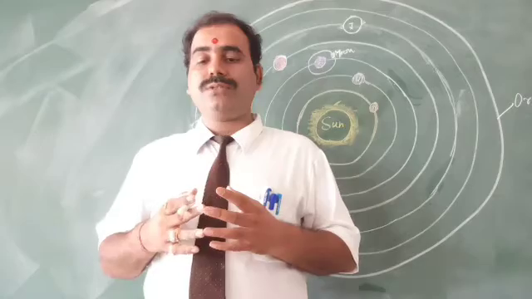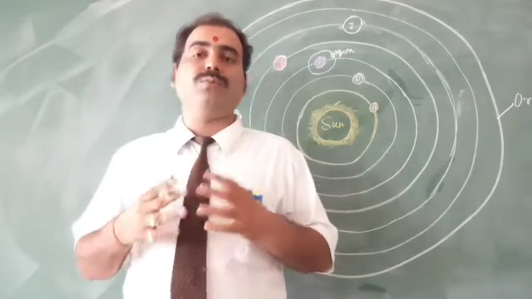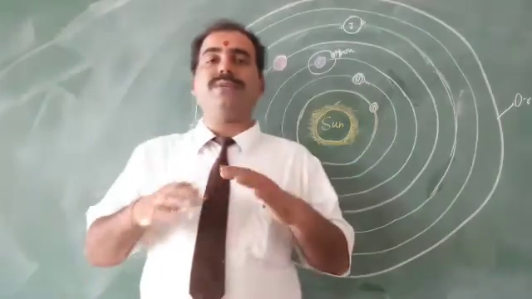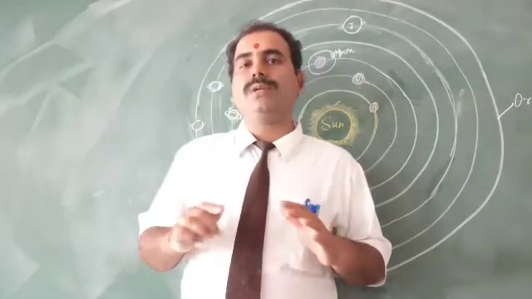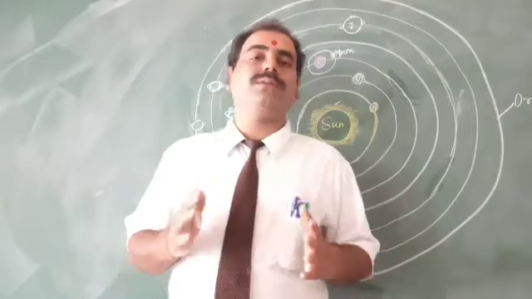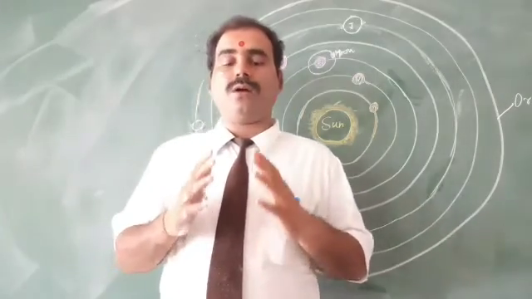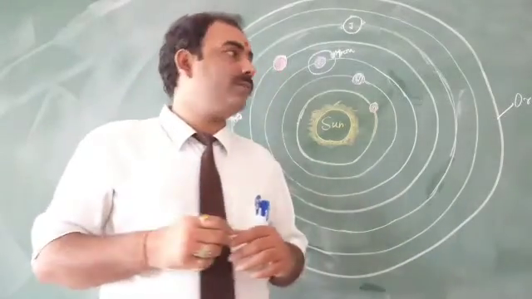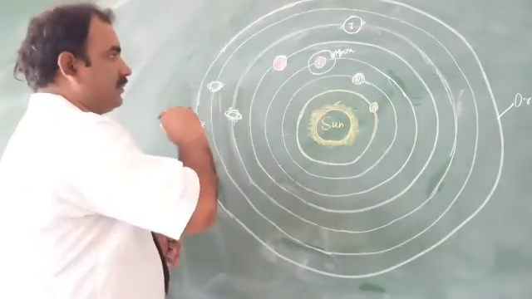From the outer space the Earth appears blue because two-thirds of the Earth's surface is covered with the water, so it is therefore called the blue planet.